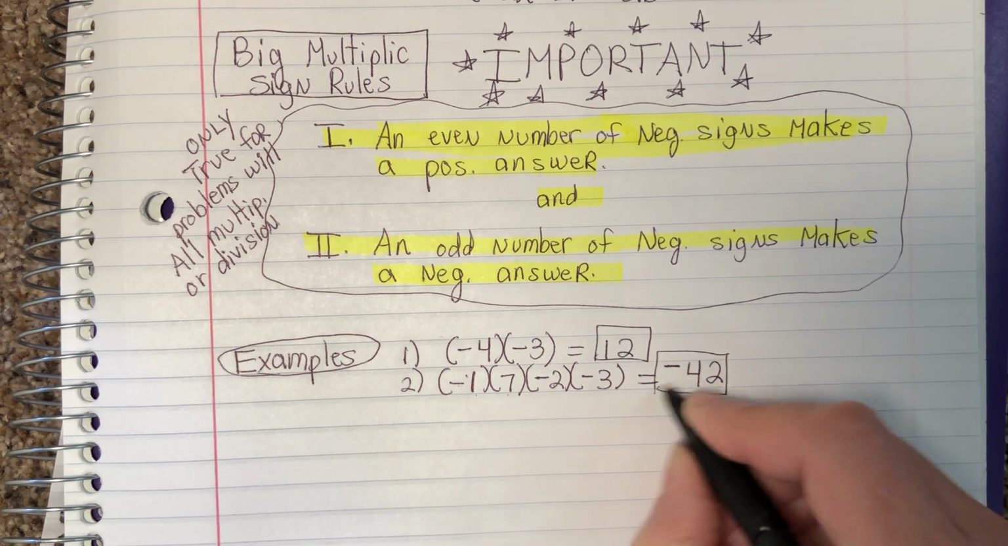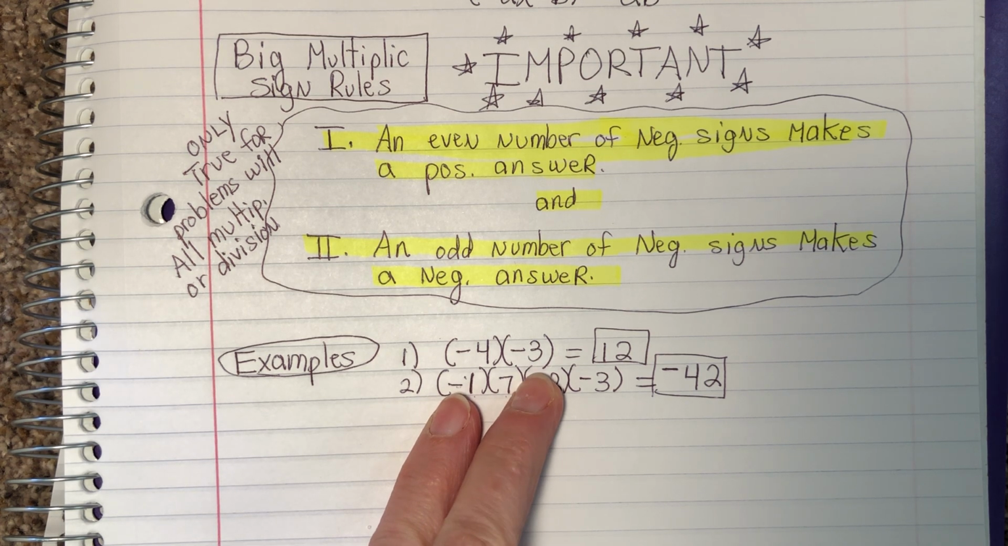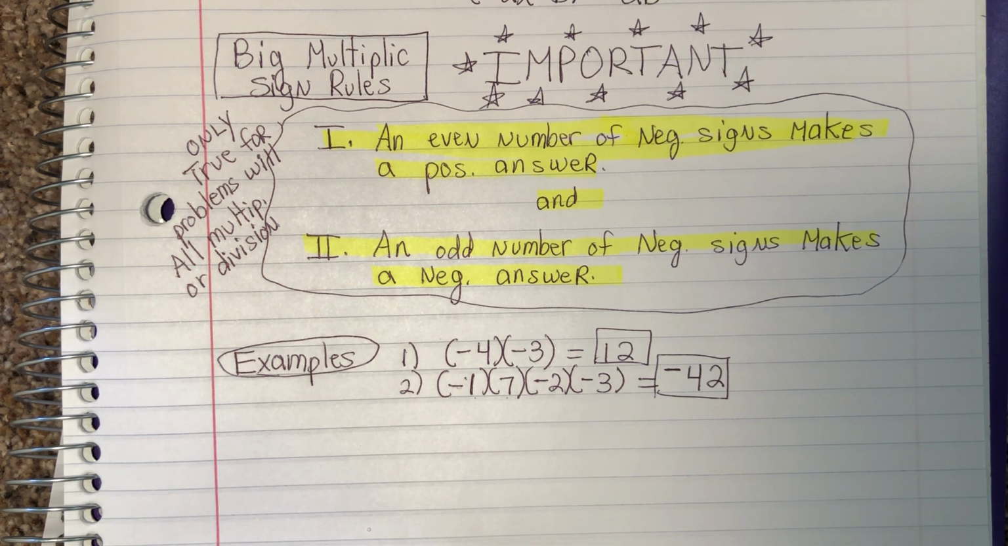And it makes sense because for every 2, right, these 2 are going to cancel each other out and make a positive. There's 1 left over. An odd number will always have an extra negative left over. If you pair up all the pairs, there will always be an extra negative, and that's going to carry over to the answer.